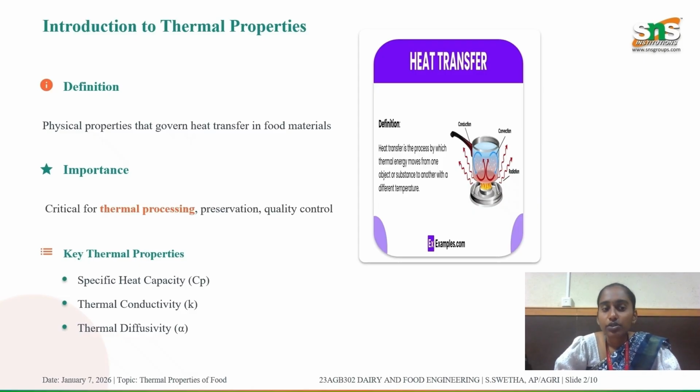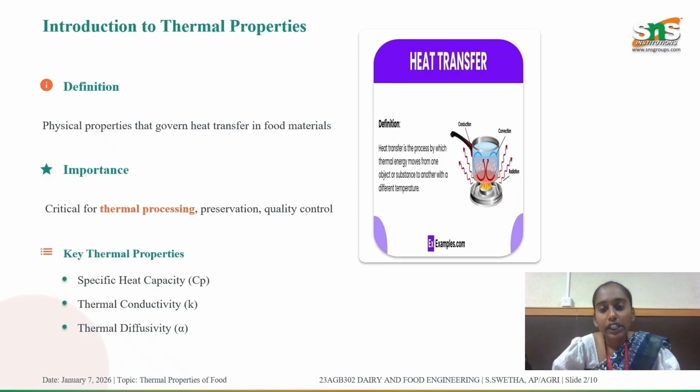First, an introduction to thermal properties. As we all know, thermal properties are the physical properties that govern heat transfer from one medium to another medium in food materials. For example, in pasteurization, heat is transferred from the double heat exchangers to the cooling milk. So what is the importance? It is very important and critical for thermal processing, food preservation and various quality control factors like pH, acidity, texture, quality, etc.